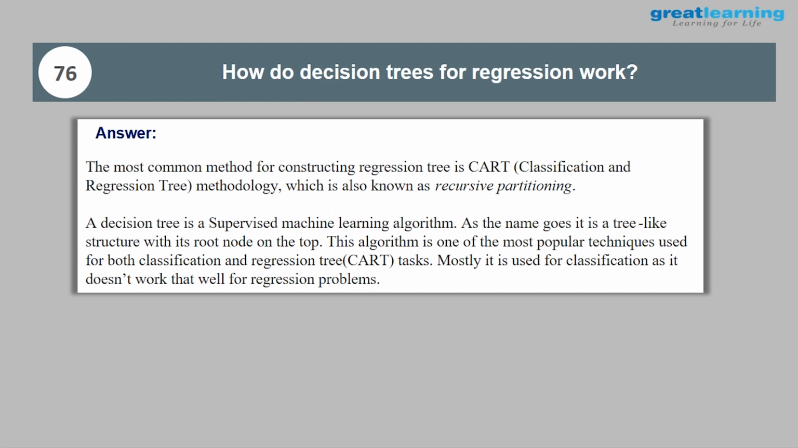Now we will have a look at how decision trees for regression work. The most common method for constructing a regression tree is CART, that is the classification and regression tree methodology, which is also known as recursive partitioning. A decision tree is a supervised machine learning algorithm. As the name goes, it is a tree-like structure with its root node on the top. This algorithm is one of the most popular techniques used for both classification and regression tasks, that is CART. Mostly it is used for classification and it does not work that well for regression problems.